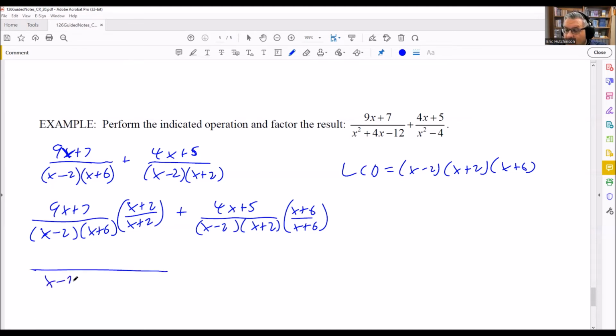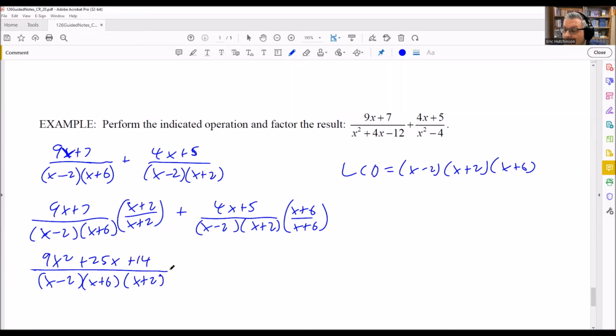Okay, and on the bottom, I'll always keep that in the factored form. And the top, I'm going to multiply and do a FOIL. 9x times x is 9x squared. And then I have 9x times 2 is 18. So I have 18 plus 7 is going to be a 25x. And then 7 times 2 is 14.